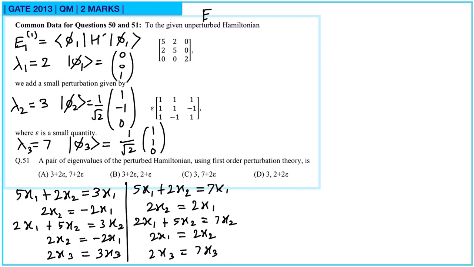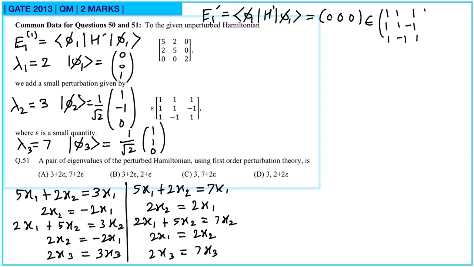So for first case, E1 dash, this will be equal to psi 1 plus H dash into phi 1. So this is equal to 0, 0, 1. Then we have this matrix, 1, 1, 1. Epsilon is also there. So we have epsilon here. Then 1, 1, 1, 1, 1 minus 1, 1 minus 1, 1. Operated on 0, 0, 1.